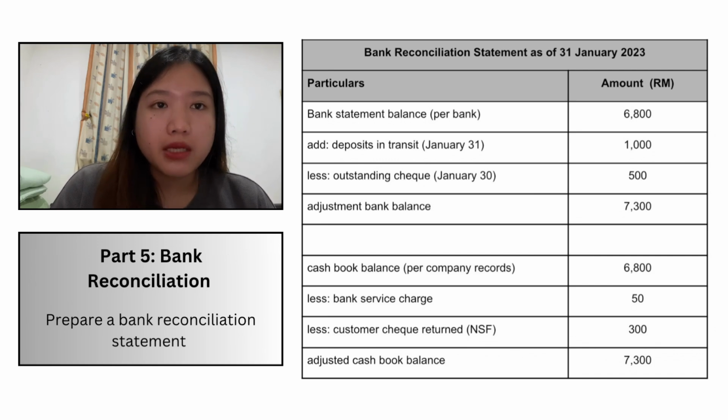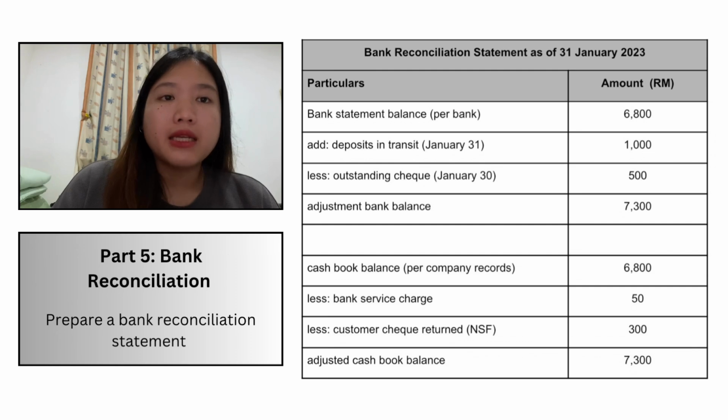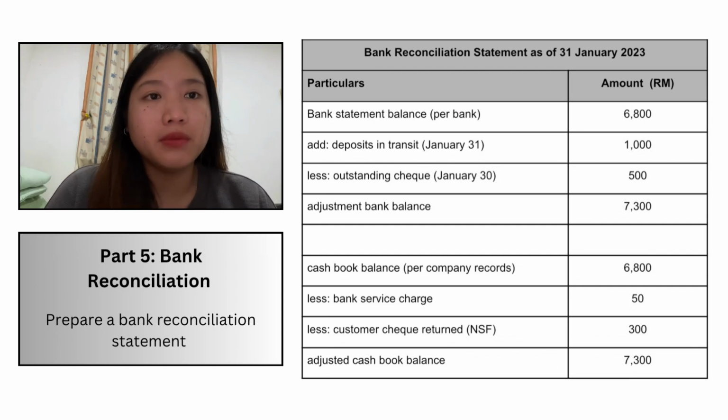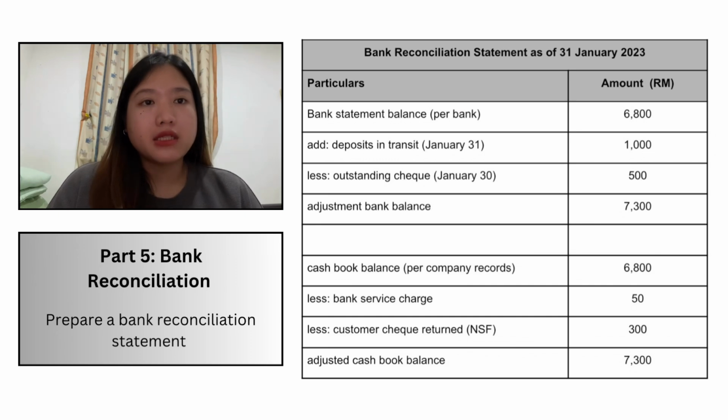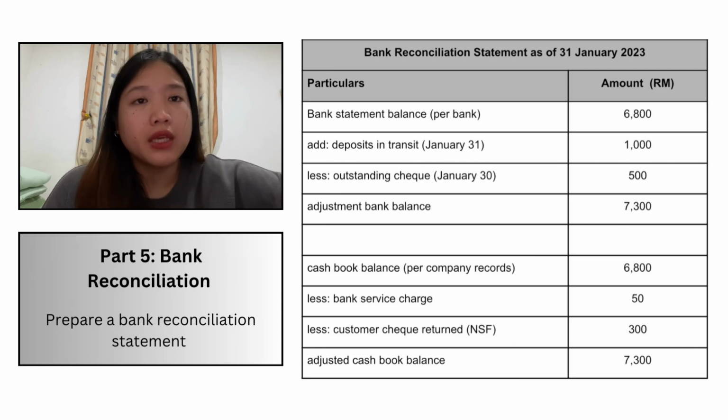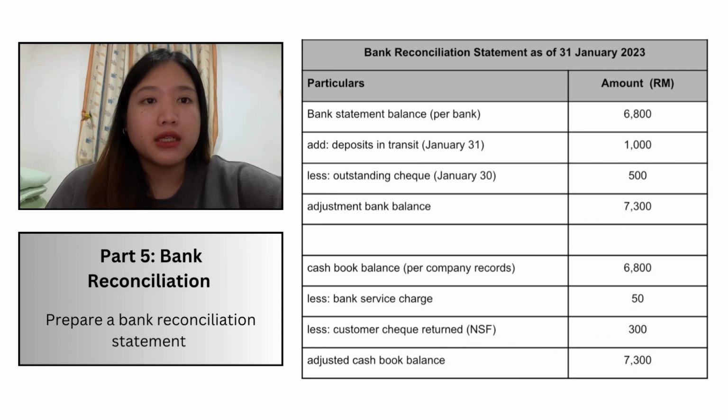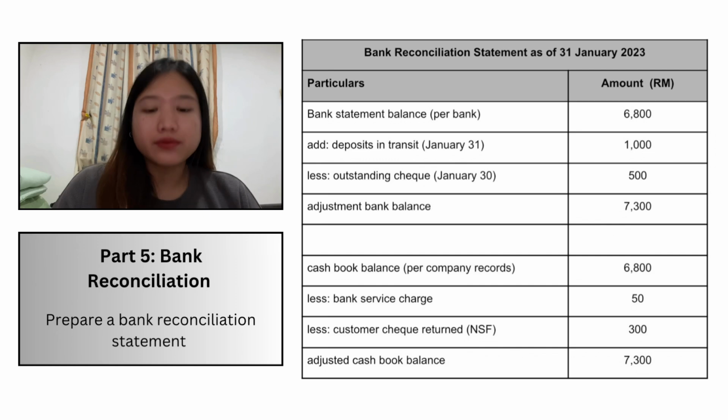For the third one, bank service charge. The bank deducted 50 ringgit as a service charge directly from the company account, but this charge was not yet recorded in the company cash book. This adjustment must be made in the cash book to reflect the accurate cash balance.